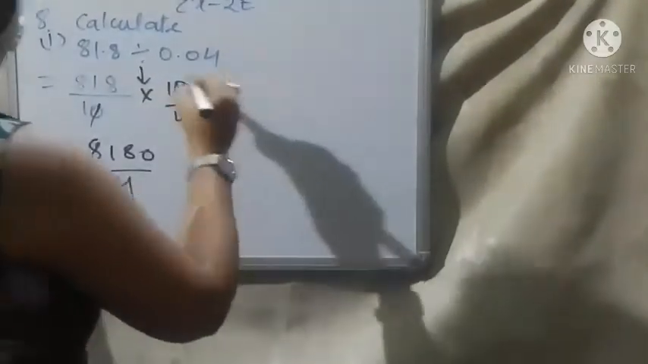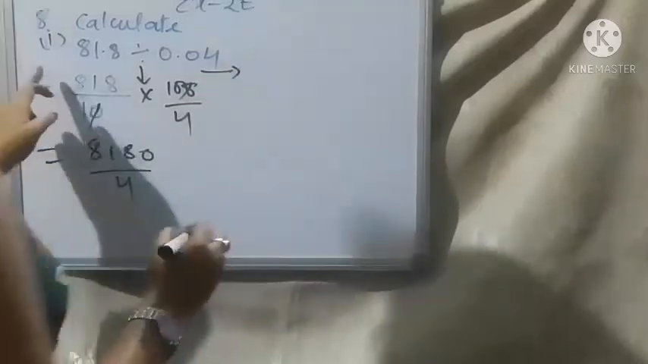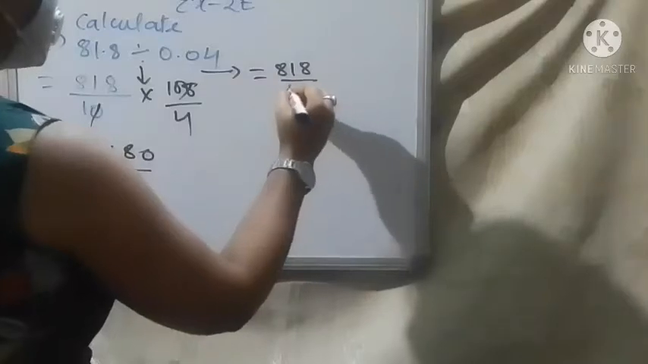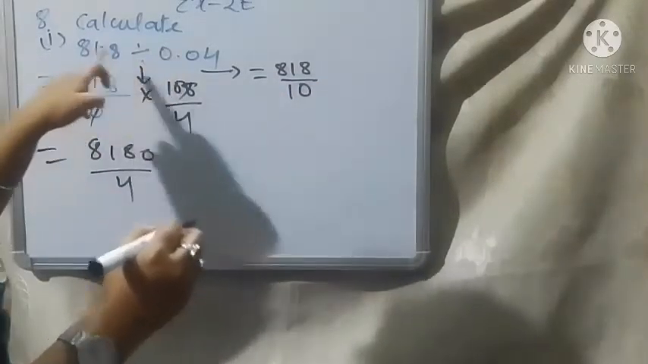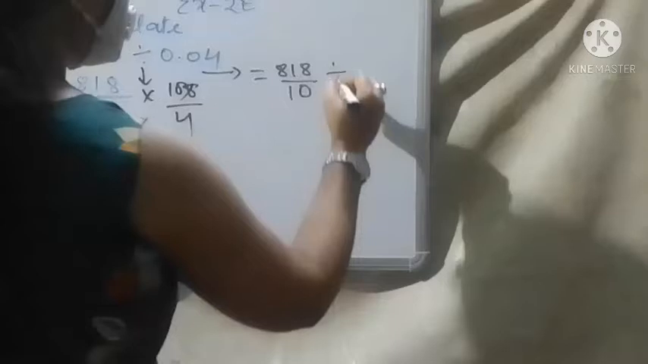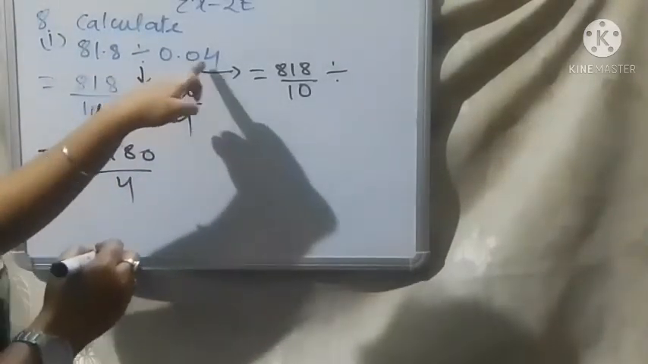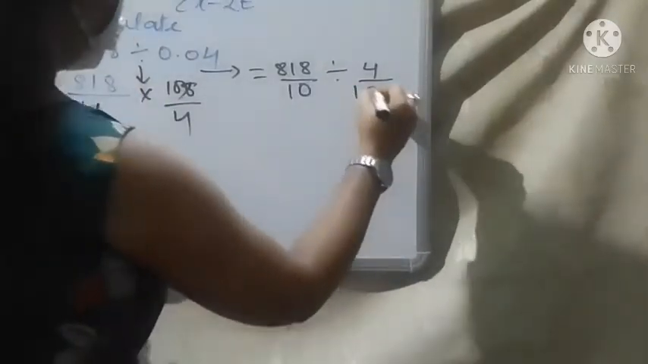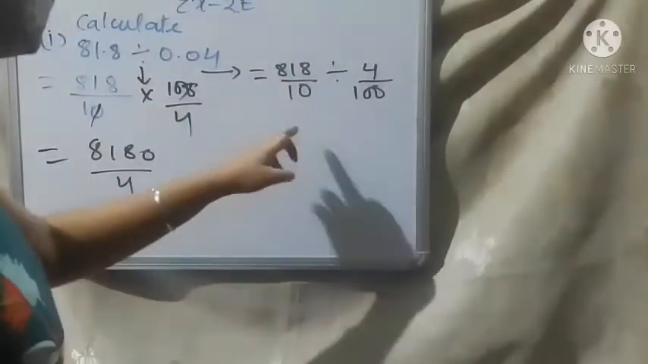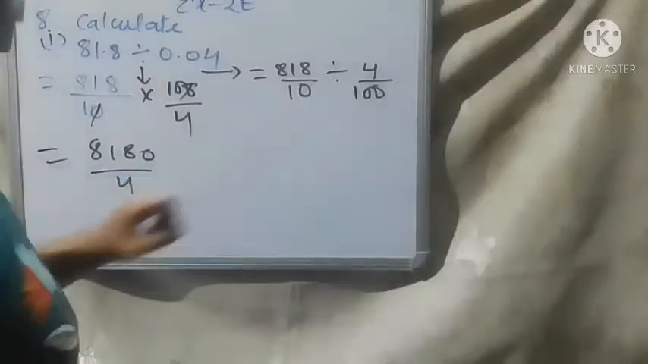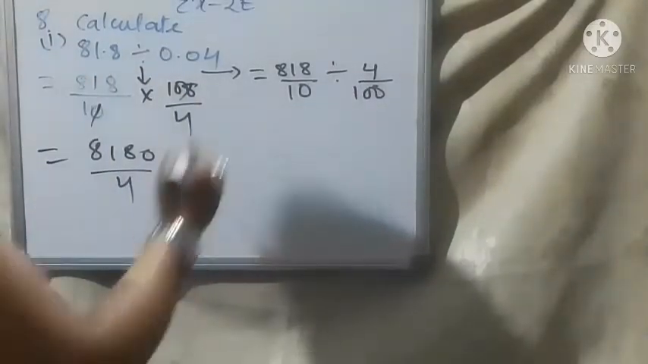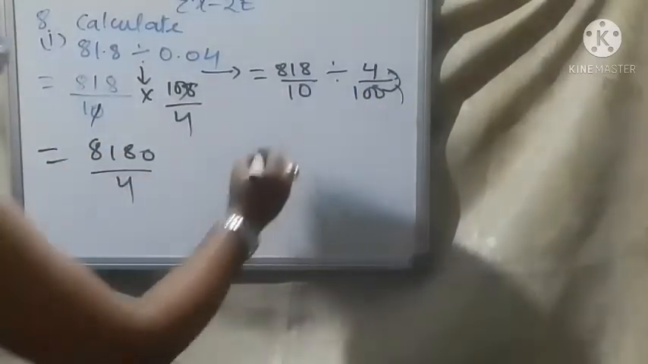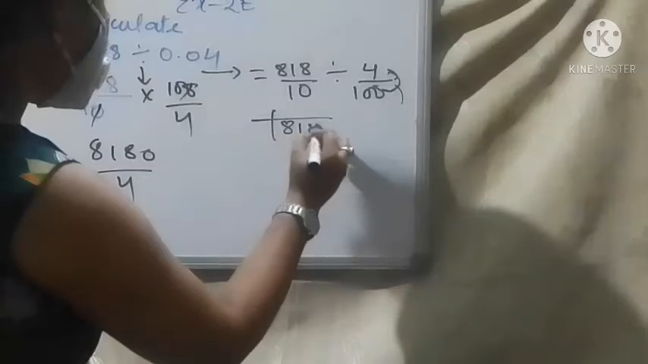And those who are confused, let me write the first step for it. You write 818 divided by 10. Why? Because I have removed the decimal point. Now here will be division. Now I will remove the decimal point: 4 by 100. Now what happened in fraction division? We are converting this division sign into multiplication, and 100 will go up and 4 will come down. So now you divide 8180 by 4.